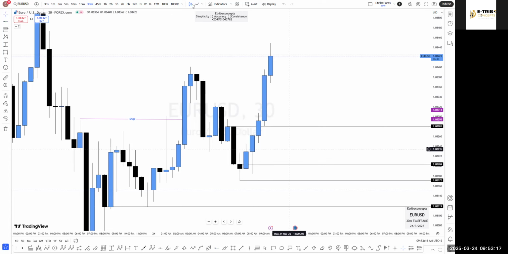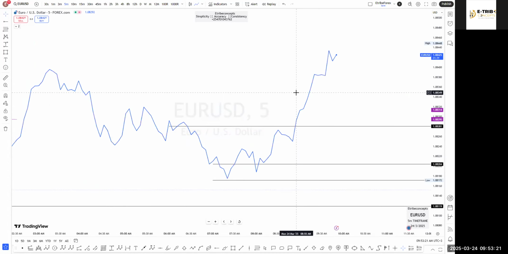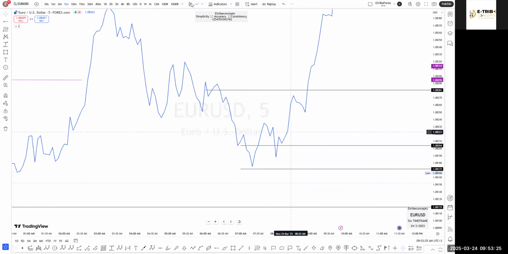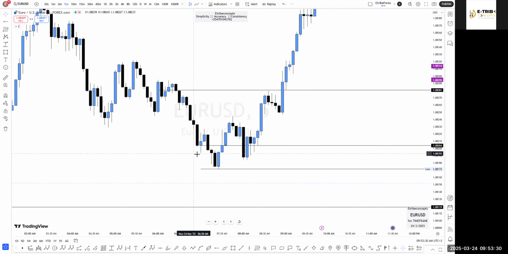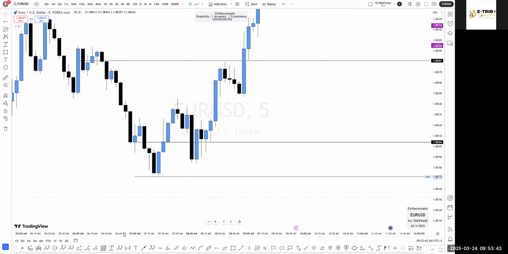Then I can go to 5 minutes and see what we have on 5 minutes. Price took these, there are two areas that you can consider. First of all, let me see the number of pips from the entry. That is 2 pips, 3 pips.